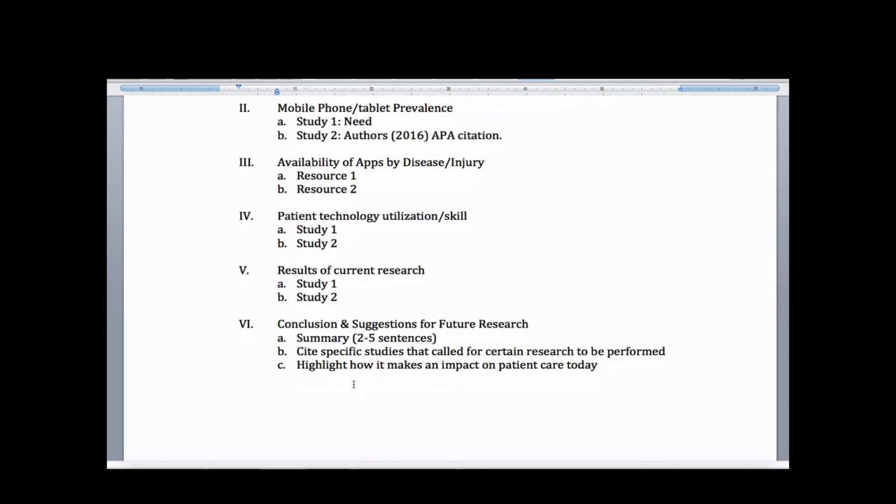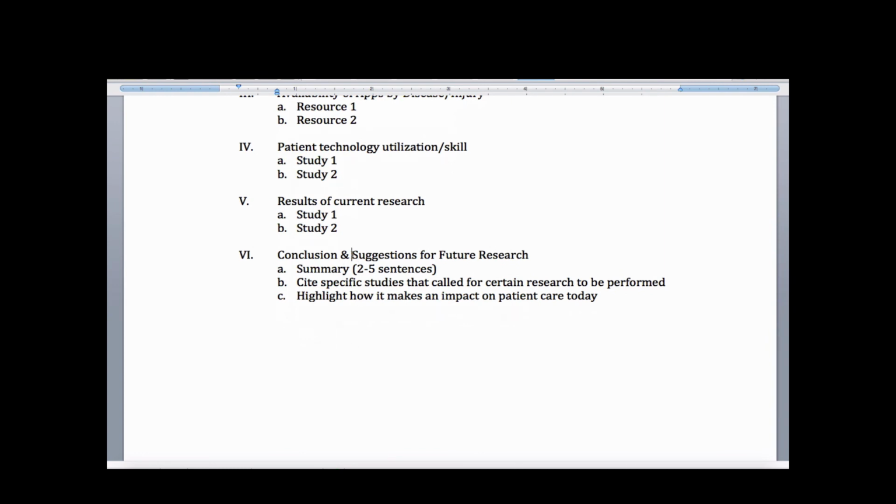And then finally, the conclusion. Important thing here is suggestion for future research. As a graduate student, if you're completing a master's thesis or a doctoral dissertation, you're adding to the field. You're answering a question that's out there. So to find out what those questions are, what's being called for as far as suggestions for future research, cite specific studies, specific publications that called for certain questions to be answered.